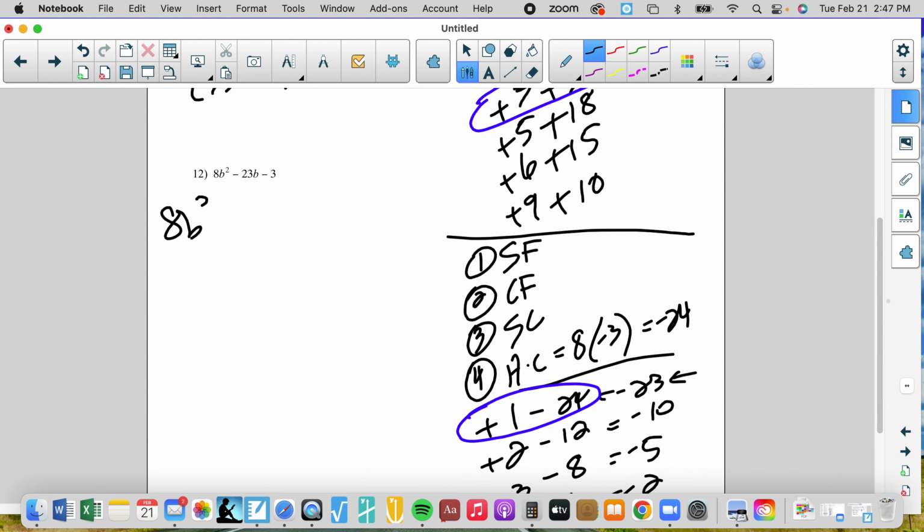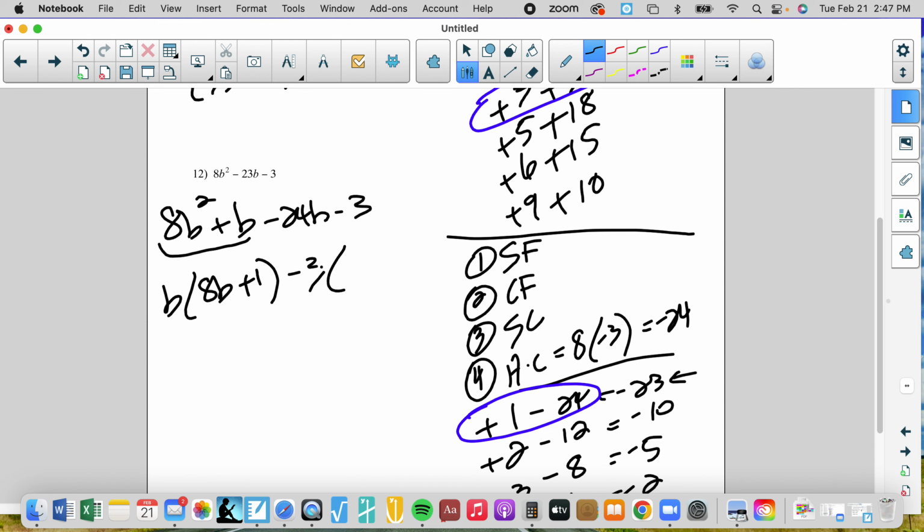Positive 1, negative 24. Factor out a b, I get 8b plus 1. Factor out a negative 3, I get 8b plus 1. 8b plus 1, b minus 3.